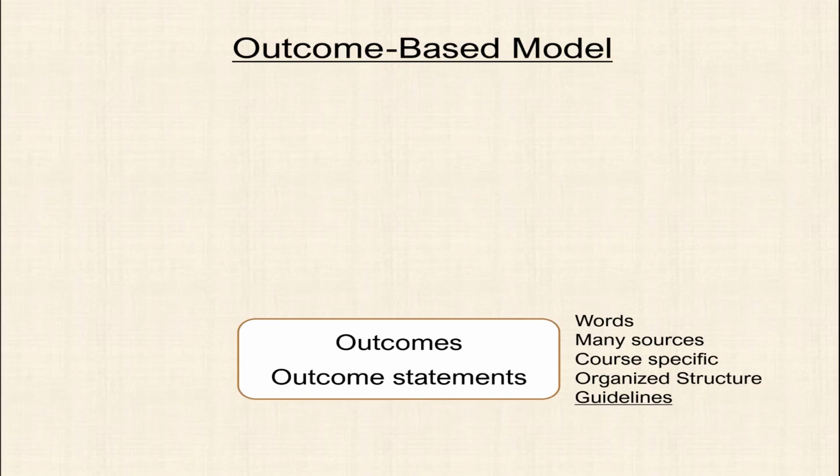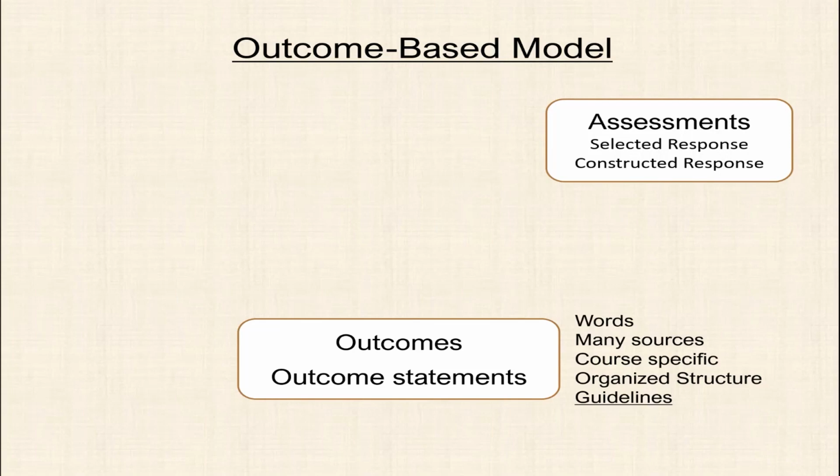But most importantly, and the reason I have guidelines underlined, is because that's what we're talking about today. The guidelines to develop good outcome statements. And good means that they can produce valid results and be used for assessments. So the assessments I'm talking about today are selected response, which is in this case multiple choice, because there are various selected response types of items, and constructed response, which today we'll be talking about an extended written response.